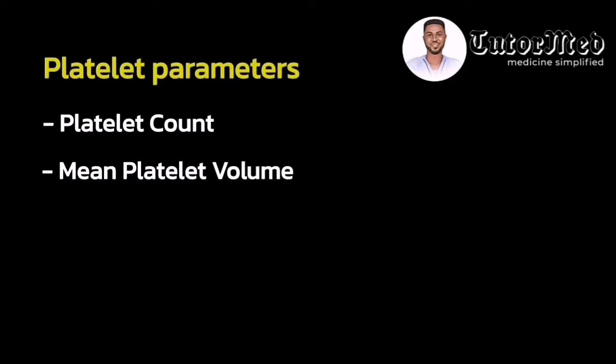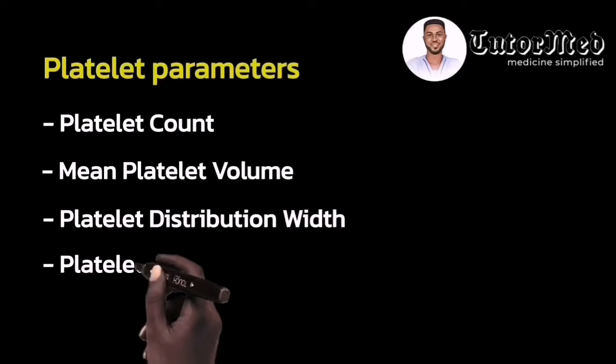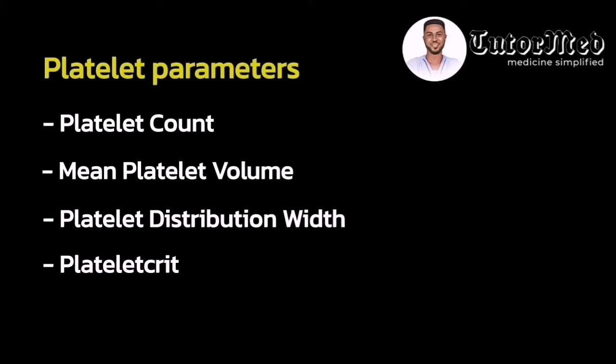Then we move to the platelet distribution width, which is just like the RDW. And then lastly, the plateletcrit, which is like the hematocrit.